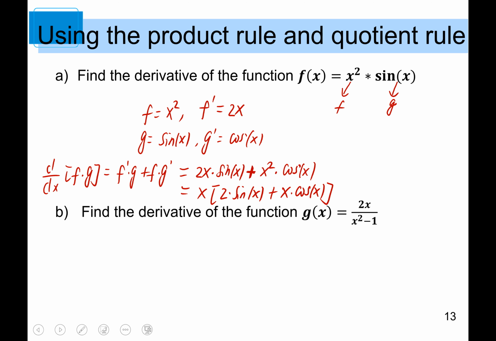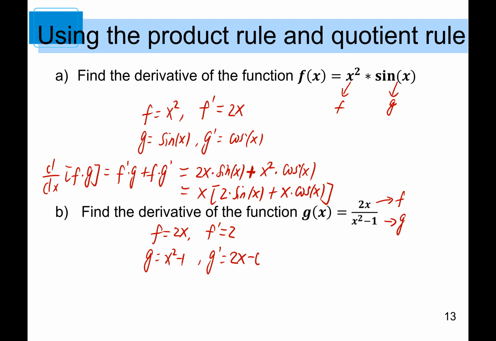Second, let's find the derivative of the function g of x equals 2x over (x squared minus 1). So here this is our f, that's g. f equals 2x, f prime equals 2. g equals x squared minus 1, and g prime: the derivative of x squared becomes 2x, the derivative of minus 1 becomes 0, so 2x minus 0 is 2x.